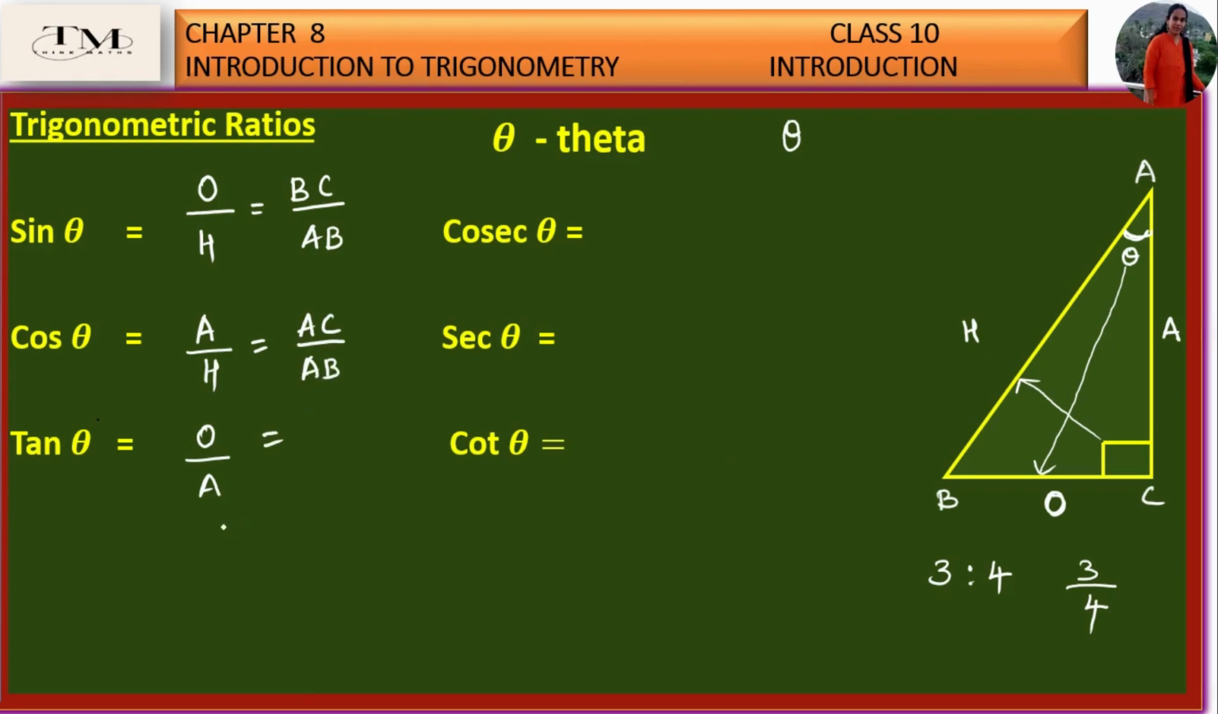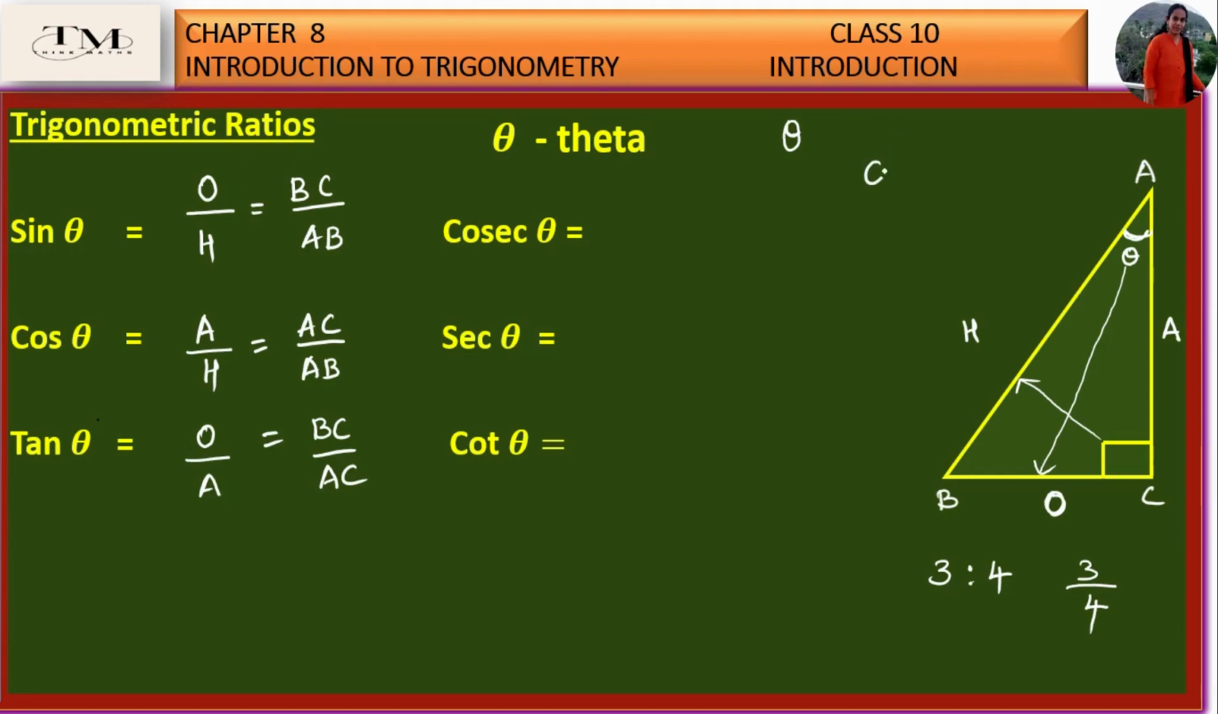Tan theta is opposite by adjacent. So the opposite side is BC and the adjacent side is AC. So this is the value for tan theta. If you know these three values, you can easily find the values of cosecant, secant and cot.